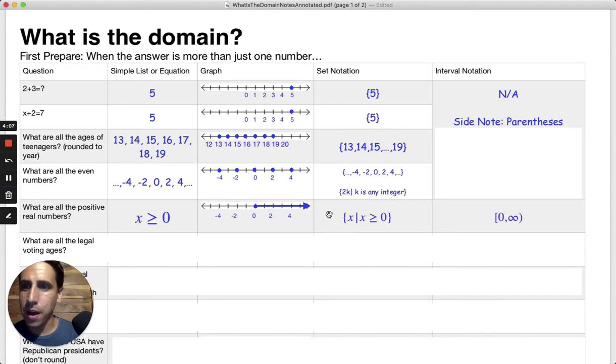What are all the positive real numbers? Here's one way that you could express that. You could say x is greater than or equal to 0. Oh, I should actually say this is wrong because I don't want to include 0. 0 is not a positive real number. So don't copy that down. Make sure you copy it with an x is greater than 0.